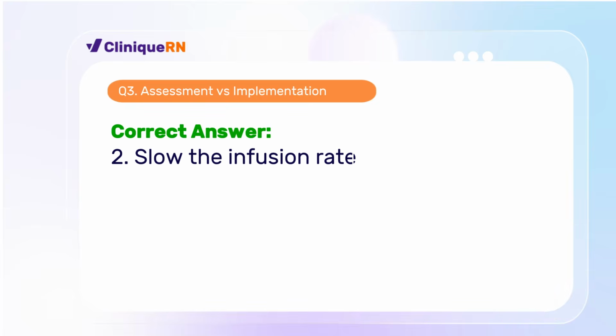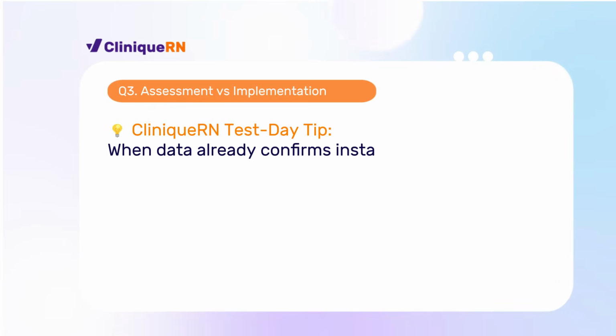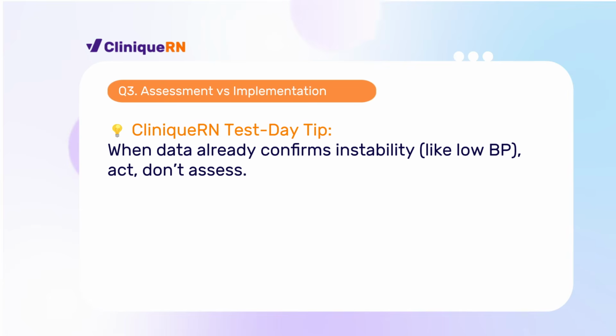The correct answer is 2. Slow the infusion rate. Rationale. Sudden hypotension means excessive vasodilation. The immediate action is to slow the infusion, an intervention. Assessment options? Delay life-saving action. CliniqueRN test day tip. When data already confirms instability, like low BP, act. Don't assess.